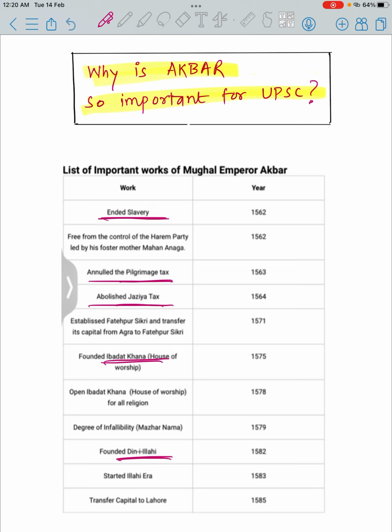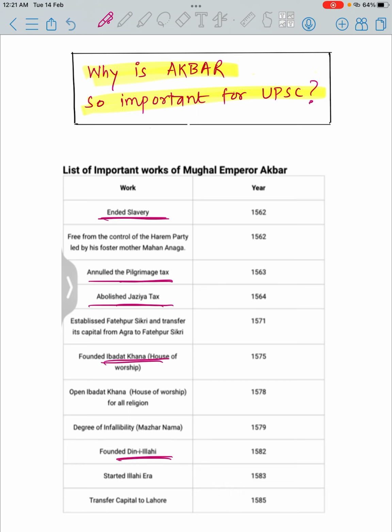I want to talk about why Akbar is so important for UPSC, be it prelims or mains. And it is not just about Akbar, but there are a few characters or events in history that are much more important for UPSC than many other characters or events. Today we will see the example of Akbar and Ashoka, as to why these characters are important over other kings or other characters. So let us see what Akbar has done in his rule.